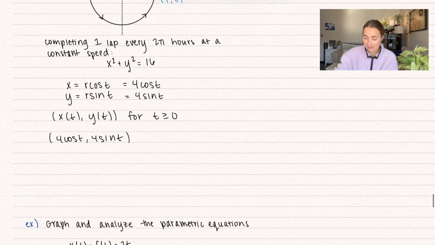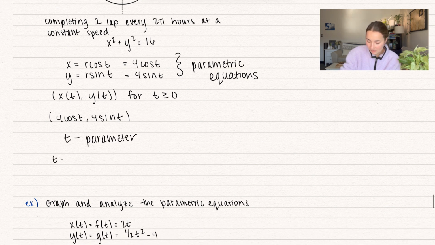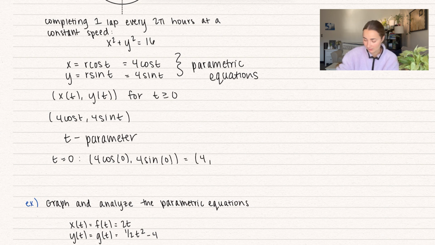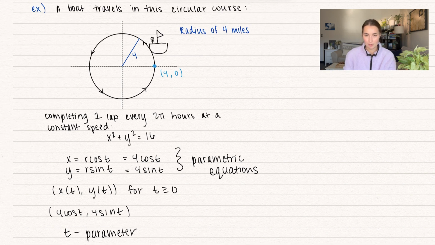So what are these called? These are called parametric equations because they rely on a parameter. For us, t is going to be our parameter. So for example, when t is equal to 0, we get 4 cosine of 0, and 4 sine of 0. Well, we know that cosine of 0 is equal to 1, so we get 4, and sine of 0 is equal to 0, so we get 0. And that is indeed the starting position of our little guy on the boat, right?